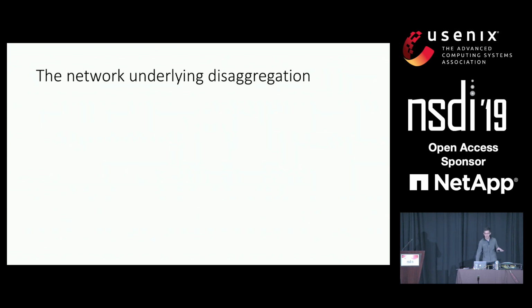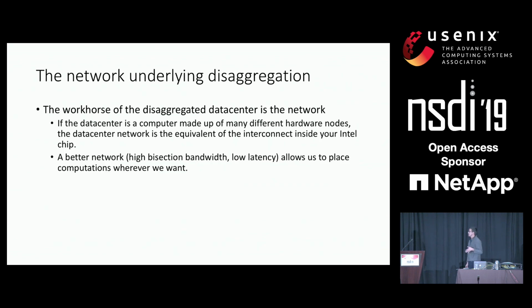Now, the workhorse for disaggregation is the network, right? If you want any compute node to be able to talk to any memory node, you're essentially treating that as the interconnect within a computer. So you're doing, in effect, what is going on inside one of your multi-core chips, but at the level of a data center. Okay? And the benefit of this is you don't strand resources and such.